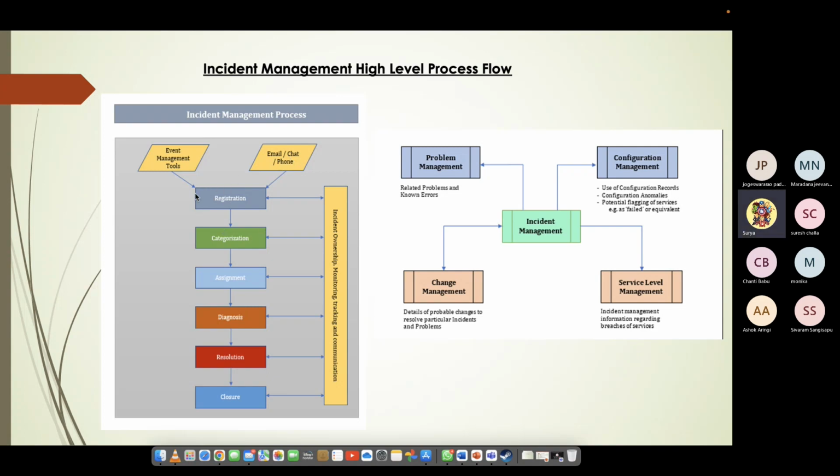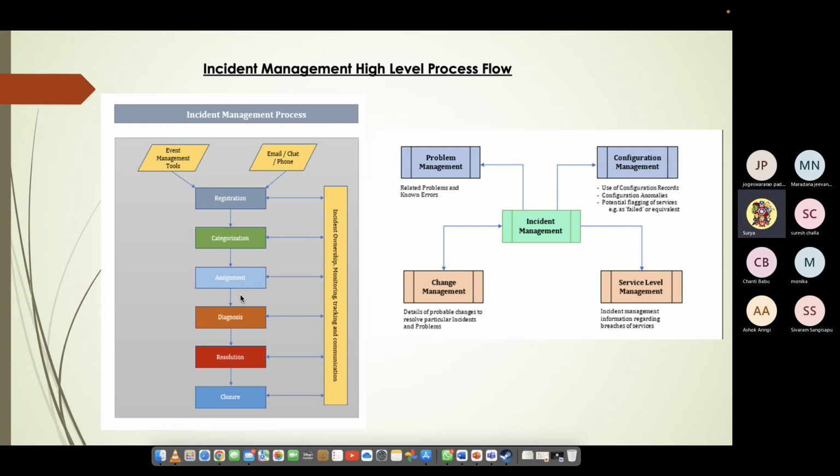The incident will be registered. Registered in the sense it will be created and logged. Then it will be categorized and prioritized, and it will be assigned to a particular technical person, and he will diagnose. What is diagnosis? Does anybody know what exactly diagnosis means? Find out the problem, sir.